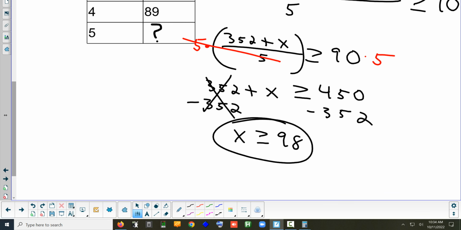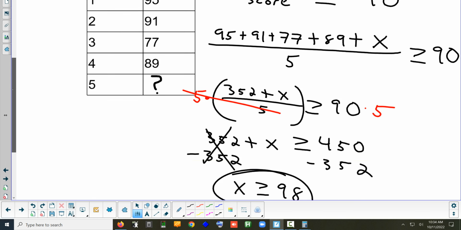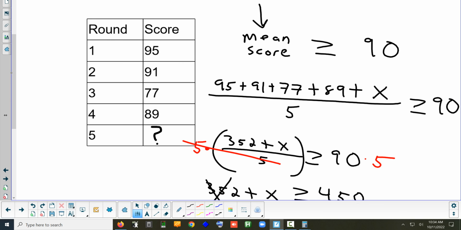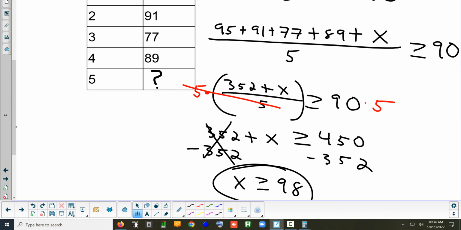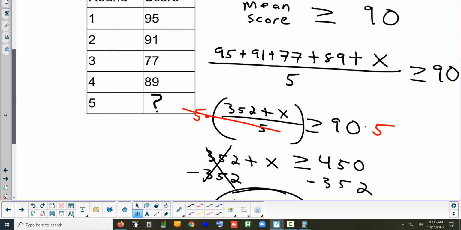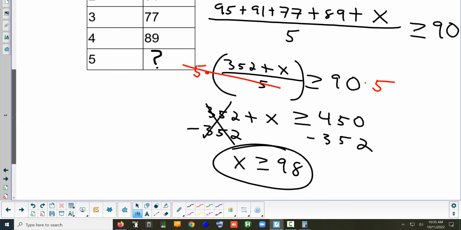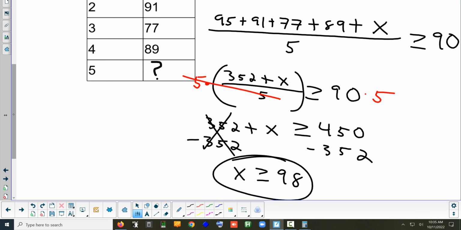So based on that, can somebody tell me what score do you need to get in the 5th round of this trivia game, based on our answer? Right. As long as you score 98 points or more on the 5th round of the trivia, that's what you need. So at 98 or more.